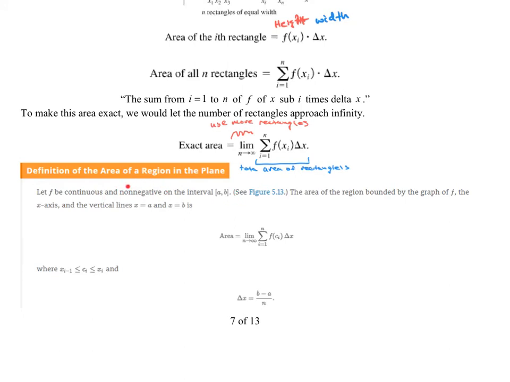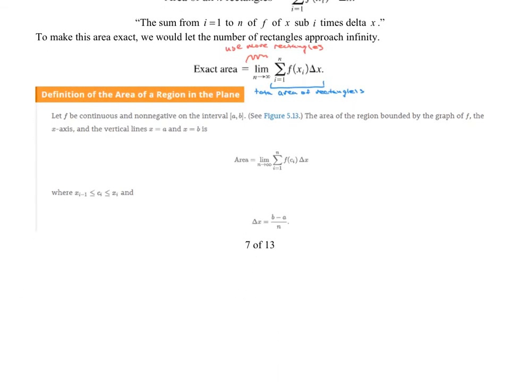It does matter that we have positive values here. We do want to have our function above the x-axis. So if it's not above the x-axis, just shift it above the x-axis, okay? It says, the area of the region bounded by the graph of f, the x-axis, and the vertical lines x equals a, x equals b. The exact area is the limit as n approaches infinity of the sum from I equals 1 to n of f of c sub I times delta x, okay? Where x sub I minus 1 is less than or equal to c sub I is less than or equal to x sub I, and delta x is b minus a over n.